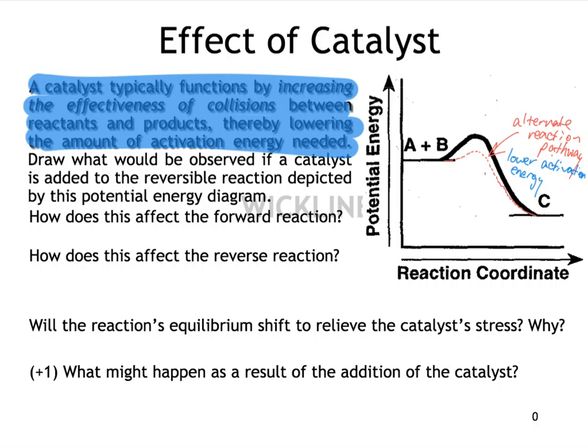So how would this affect the forward reaction? Of course, it would speed it up. How would that affect the reverse reaction? Also, it would speed it up. The lower the activation energy, the better for both reactions. So that means that they would both speed up equally, and you would not see the equilibrium shift. And although you would not see an equilibrium shift in the reaction, you might find that equilibrium comes faster.